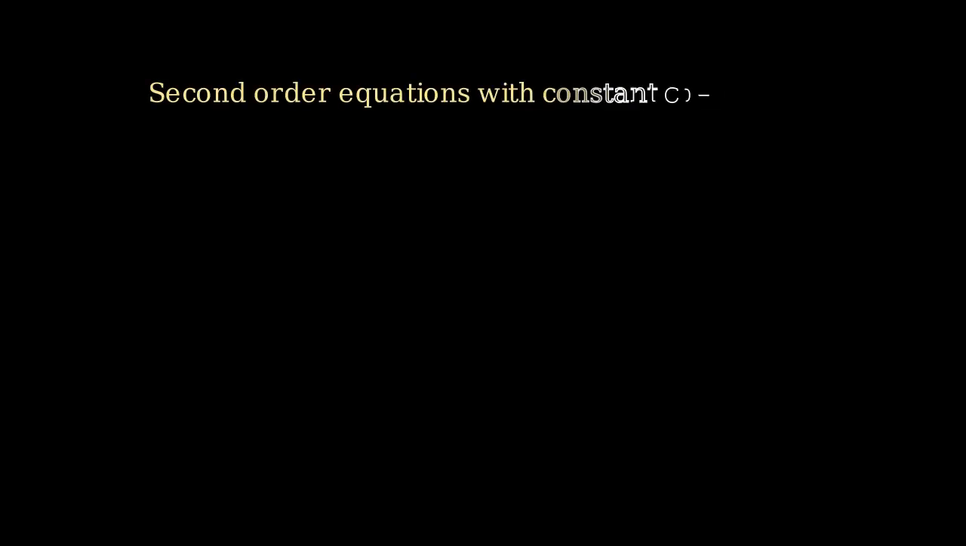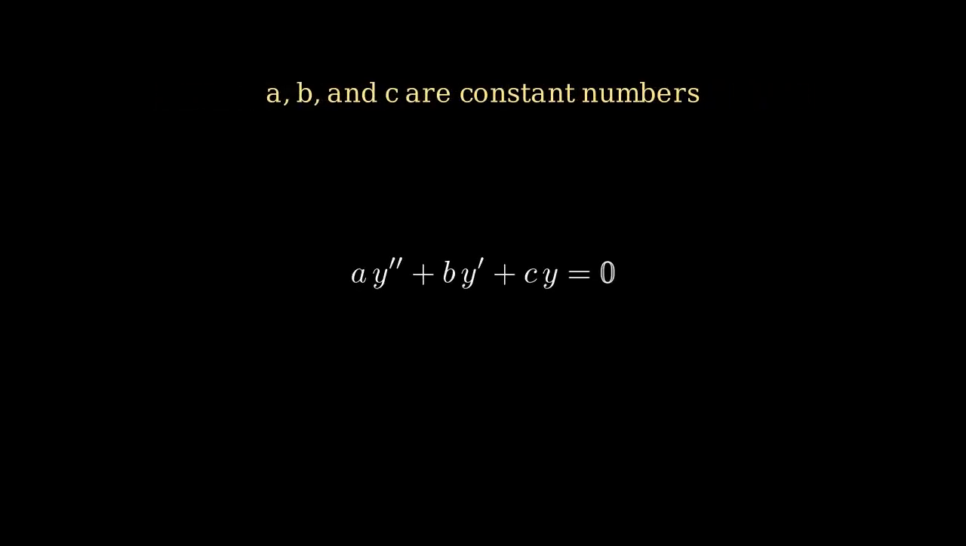Today we are looking at second-order homogeneous differential equations with constant coefficients. The general form is a times y double prime plus b times y prime plus c times y equals 0, where a, b and c are constant numbers.